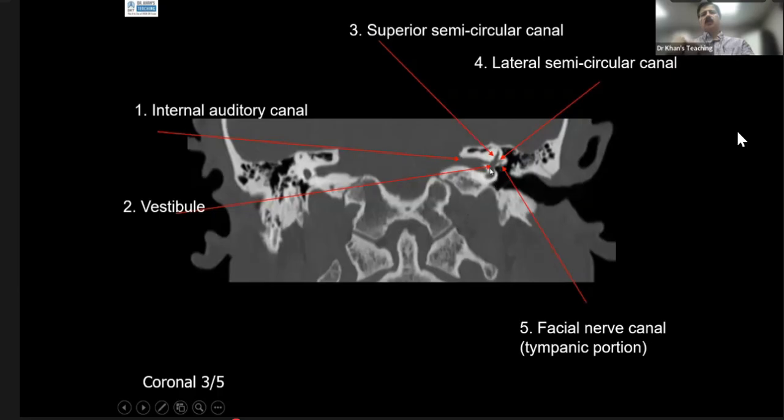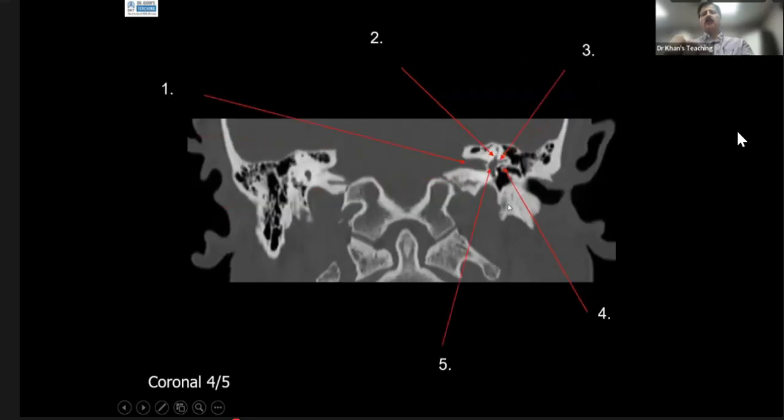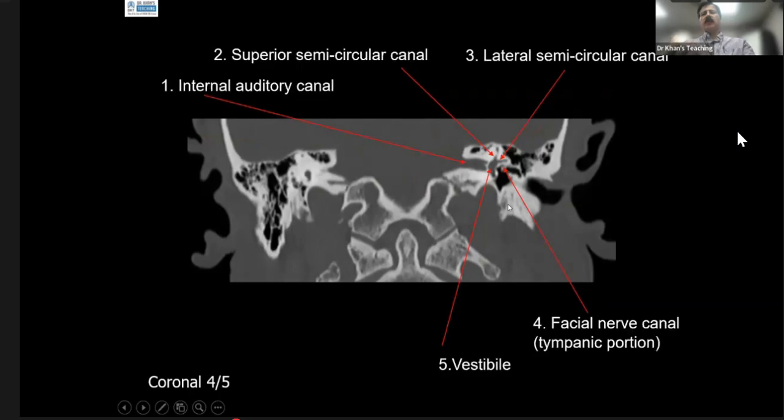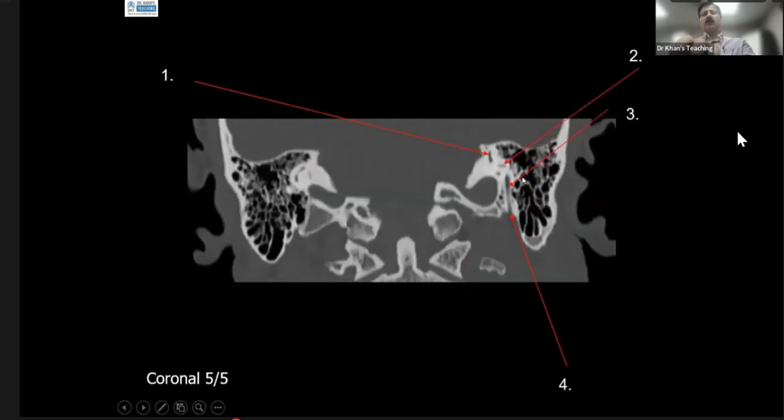So this is the vestibule, the superior semicircular canal, the lateral semicircular canal, the tympanic portion of the facial nerve. A bit of repetition here. So I think this is easy, where we have got the vestibule, the superior semicircular canal, the lateral semicircular canal, and the tympanic portion of the facial nerve.